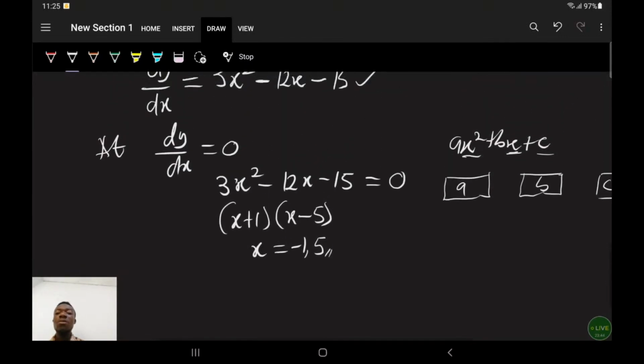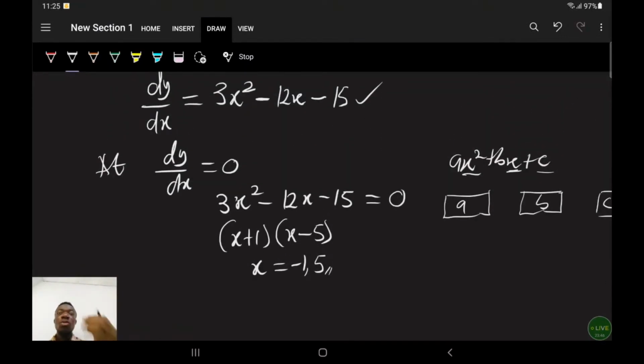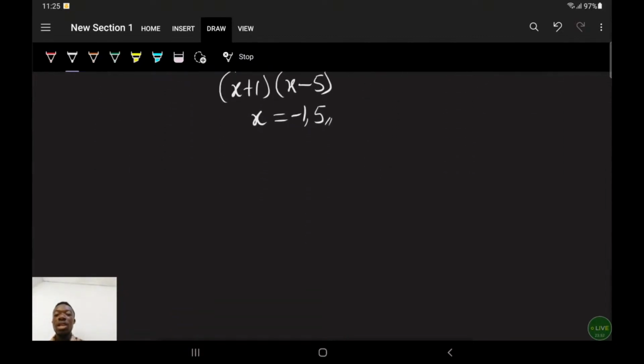In testing for the nature of the curve, you continue to find the second derivative of the function. So in finding the second derivative, we differentiate the function a second time. That's why you see the squared here, which means the second time: d squared y over dx squared. Is that okay?